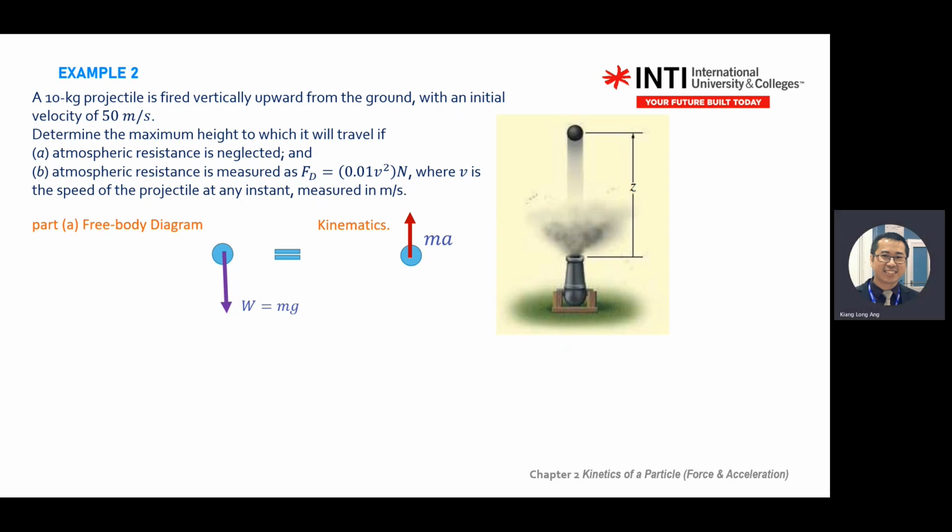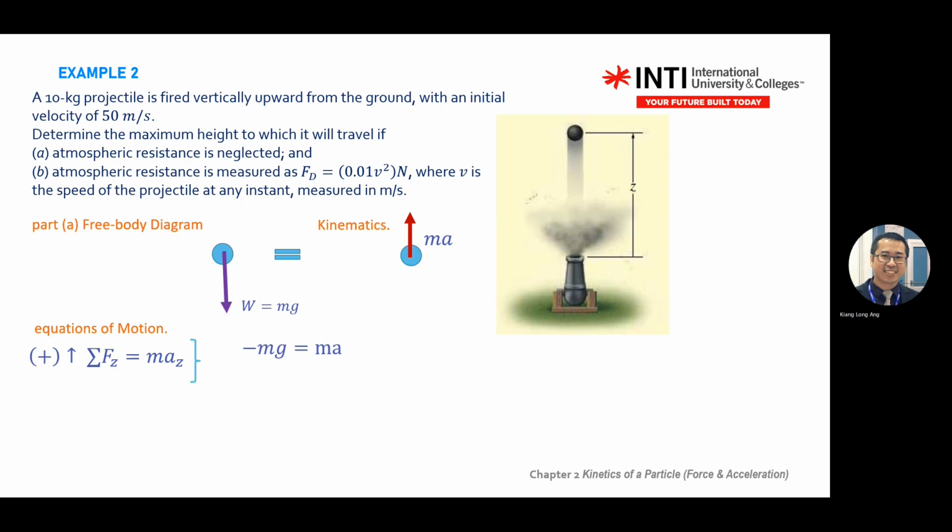So maximum height, how do you find it? You know that this is constant acceleration. So we call the three equations. Then find either one of the equations to determine it. Okay, so equation of motion, then we go to ma. This one will tell you minus mg because it goes down, equals positive ma. Be careful on the negative one. Normally you will subconsciously write positive. Okay.